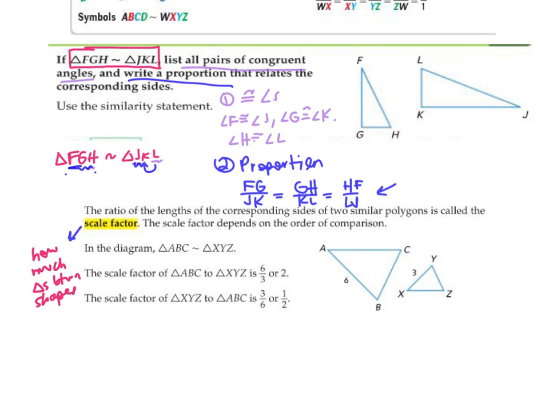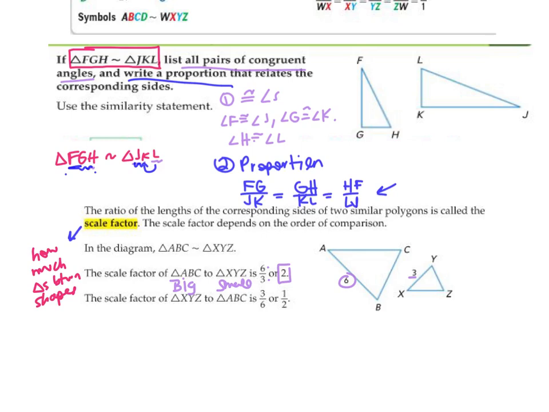If we're told the diagram ABC, this one here, is similar to XYZ, we know that AB corresponds to XY. AB is 6, XY is 3. We want to figure out the scale factor from ABC to XYZ. So we're going to look at our scale factor from big triangle to small triangle. The big triangle is 6, it goes on top. The small triangle is 3, which goes on the bottom. So our scale factor would be 2.